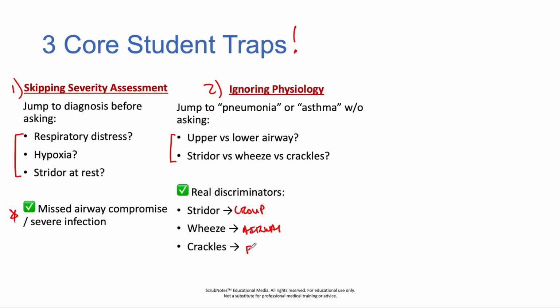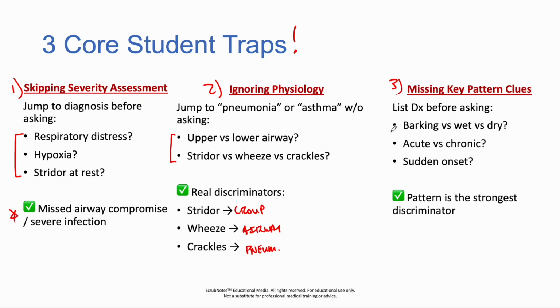Missing pattern clues. If you don't ask whether their cough is barking, wet, or dry, you want to make sure to check for acute versus chronic and understand if it's a sudden onset, the timing. Otherwise, if you don't ask about these, you lose your strongest diagnostic tool. If you can avoid these common traps, then cough becomes much easier.